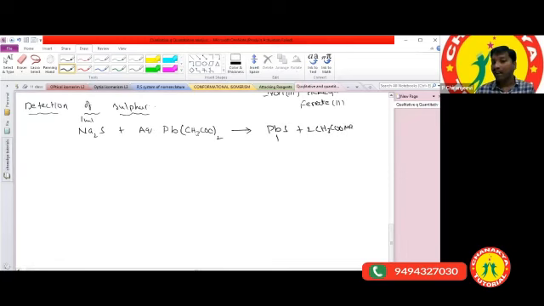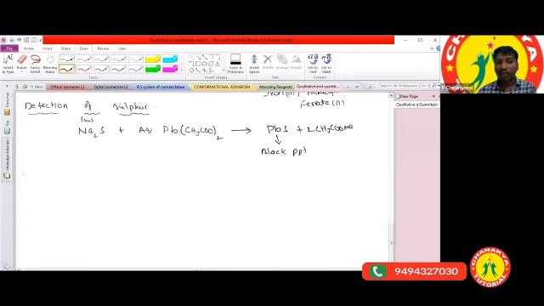The lead sulfide appears as a black color precipitate. Which color precipitate will you get? A black color precipitate. If you get a black precipitate, that indicates the presence of sulfur. We have another test for sulfur.